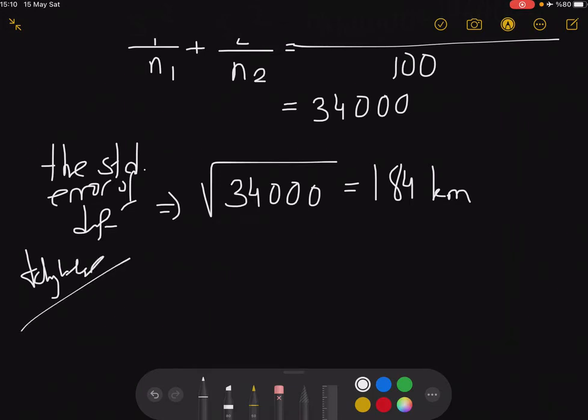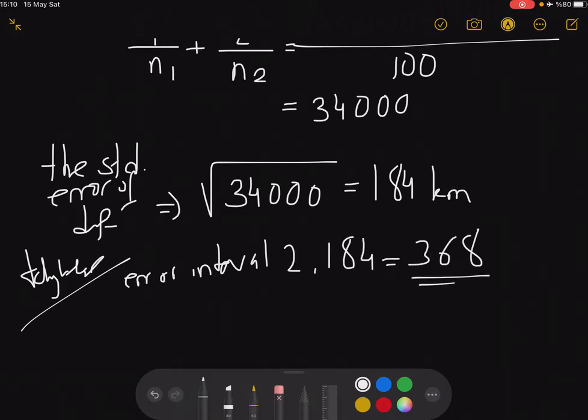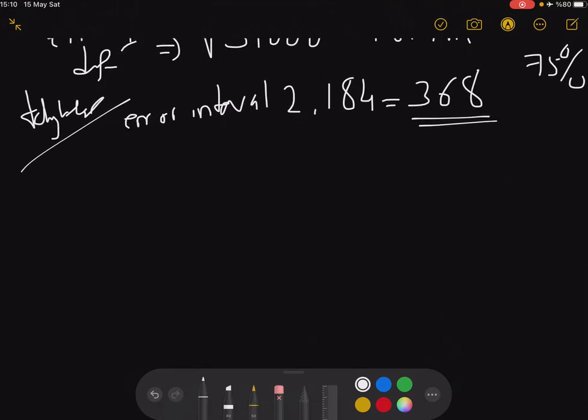So your interval becomes, if you use Chebyshev here, you go ahead and do this for a 75% range, like two standard errors. So the error interval becomes 2 times 184. This would be your error range for 75% coverage. We discussed this in the previous session.